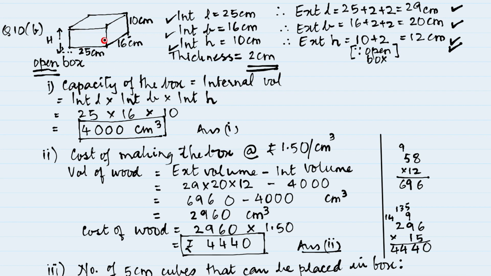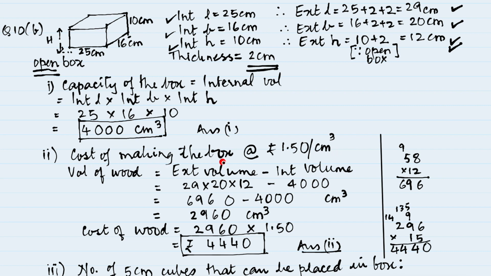Capacity means how much space does it have. That means the internal volume. So internal length, breadth, height. So we just substitute these numbers. Now here 25 into 4 is 100, into 4 is 400, into 10 is 4000. Understood the calculation? Okay.